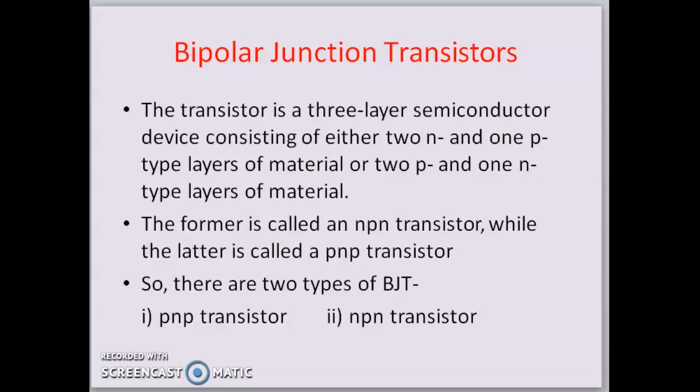So, depending on the layers of material which are used in the BJT, the bipolar junction transistor, in short, it is known as BJT. So, there are two types of BJT. One is the PNP transistor, another is the NPN transistor.